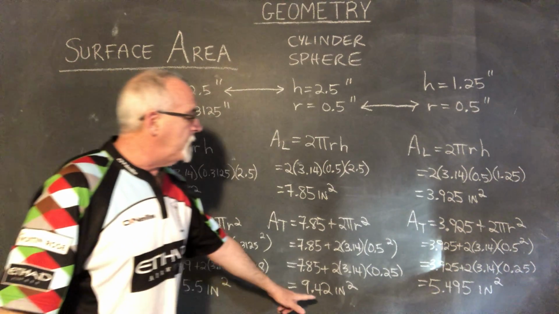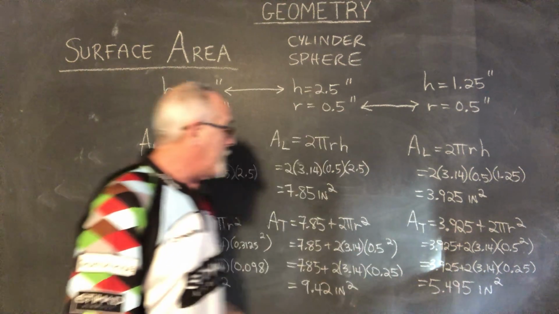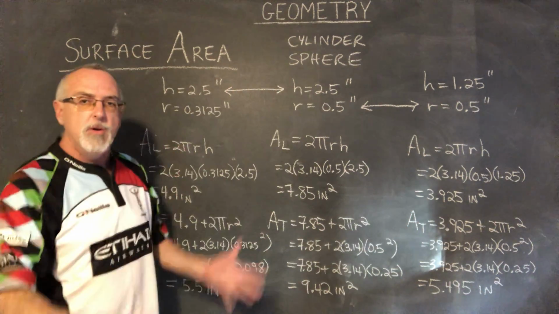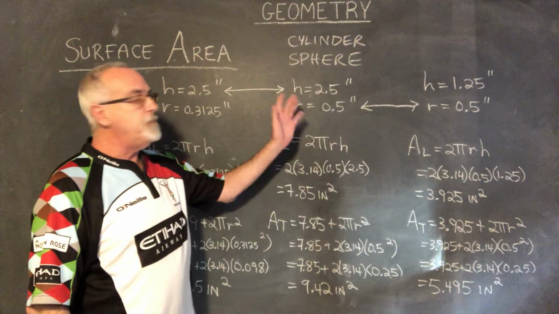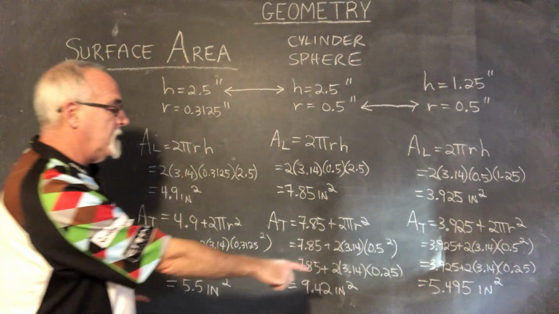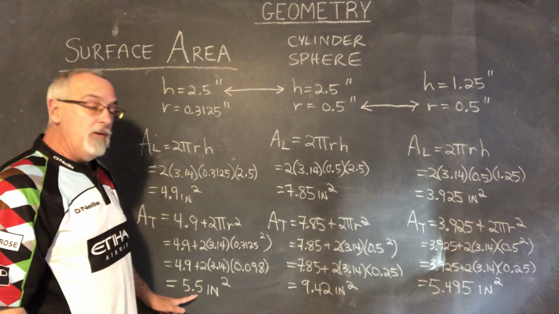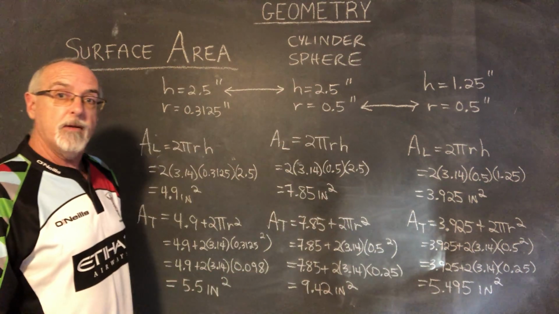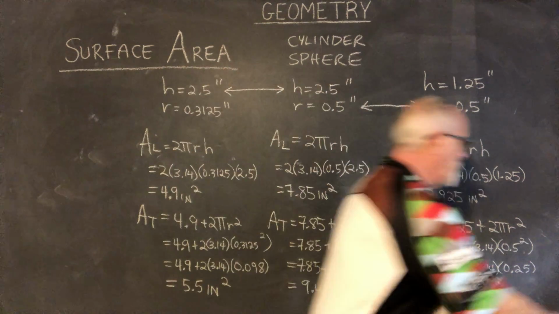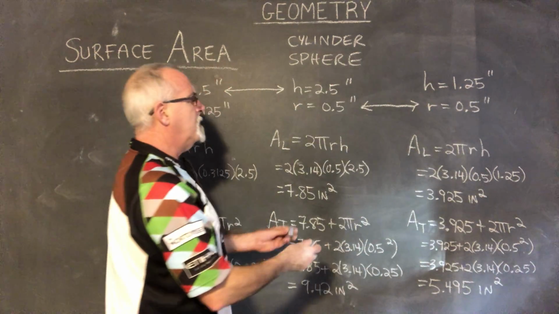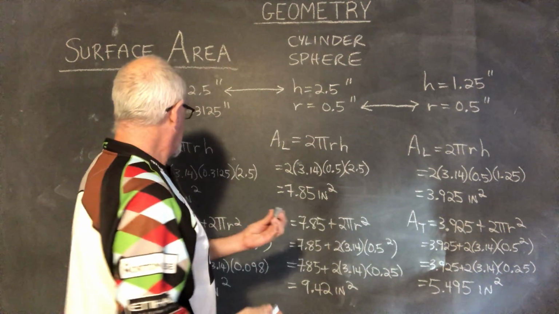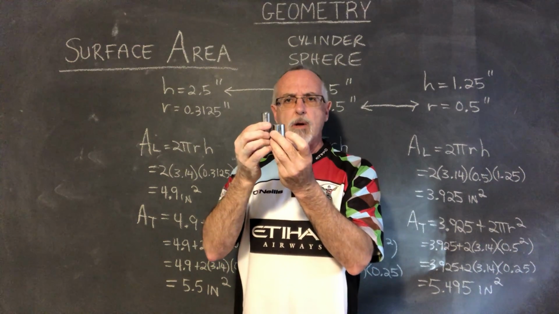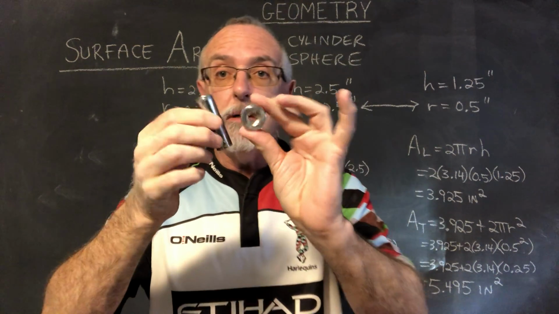5.5 inches squared, 9.42 inches squared, 5.495. Interestingly, the total areas of these two ones on the outsides, which we knew were going to be smaller than the total area of that middle one, ended up being very, very close to each other. In fact, with a bit of rounding, this would round to 5.5, wouldn't it? So the lateral area of this short one was quite a bit smaller than the lateral area of this tall, skinny one. But the total areas were almost the same.